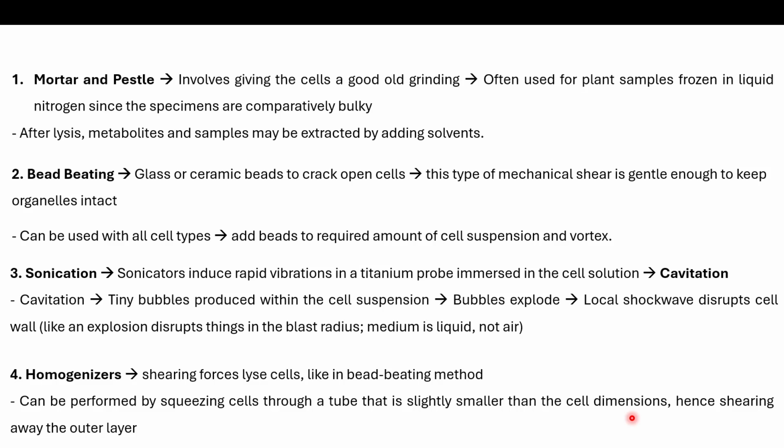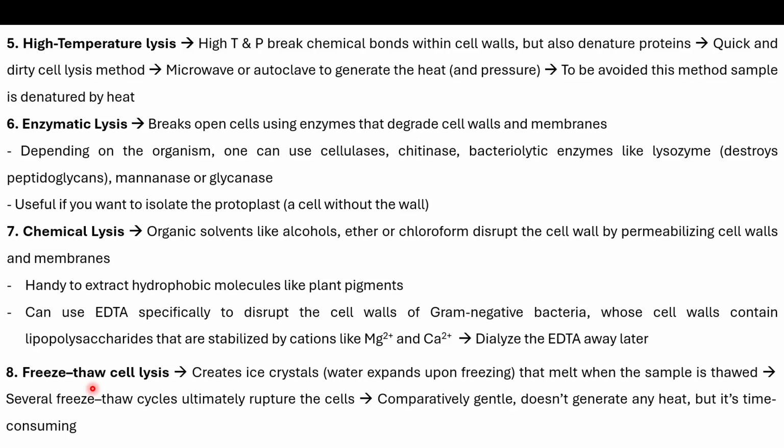Okay, so if you put in the pressure and pass the cells through that particular narrow passage, then eventually the outer coverings of the cell will be burst open. Okay, and the intracellular components will come out. So this will eventually shear away the outer layer. Okay, the homogenizing method works in this way.